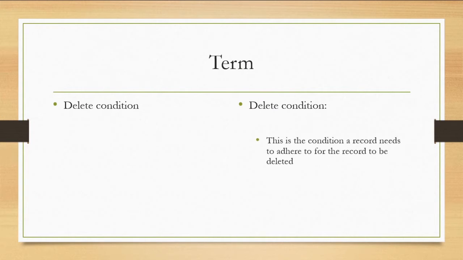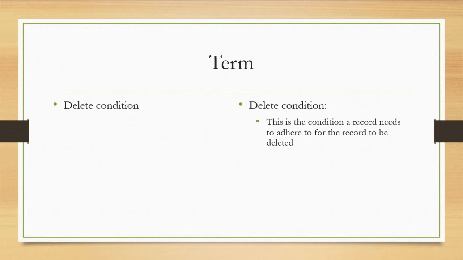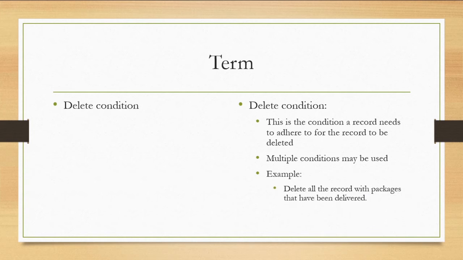Delete condition. This is the condition a record needs to adhere to for the record to be deleted. Multiple conditions may be used. An example of a delete condition: delete all the records with packages that have been delivered. The delete condition is thus, packages have been delivered.